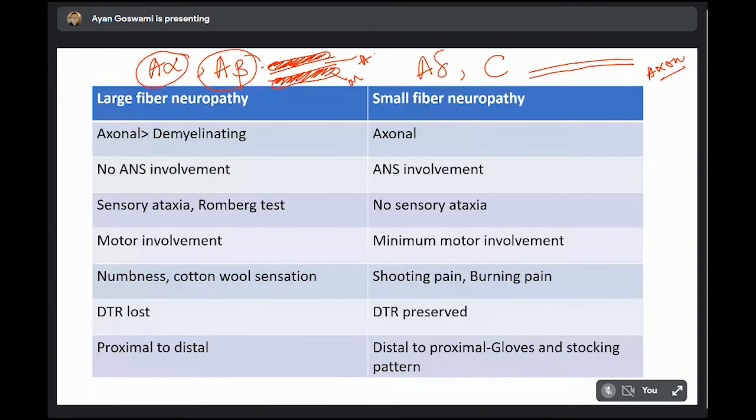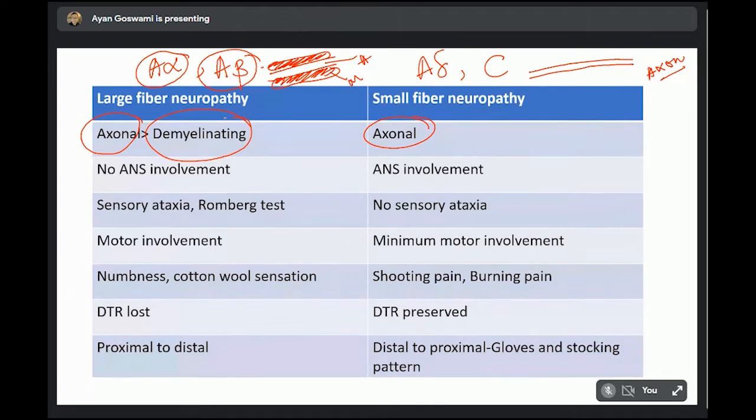But small fiber neuropathy is only axon, so neuropathy will be only axonal damage. And large fiber neuropathy may be axonal neuropathy or demyelinating neuropathy. Whether this part is clear to you or not? Yes, sir.